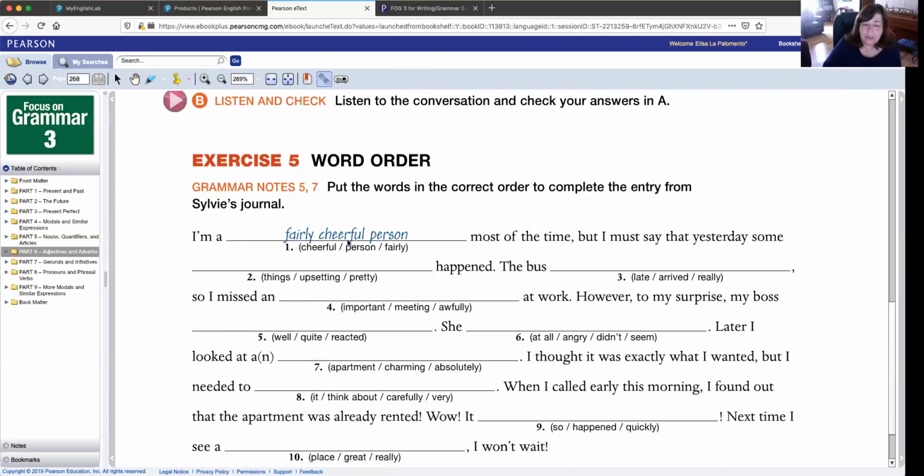I'm a fairly cheerful person most of the time. But I must say that yesterday, look for the noun first. That's going to go at the end, okay? So that's the last word, put it last, things, okay? You need a word that describes things, which is going to be an adjective, which is going to be upsetting things. How upsetting? Pretty upsetting. So I must say that yesterday some pretty upsetting things happened.